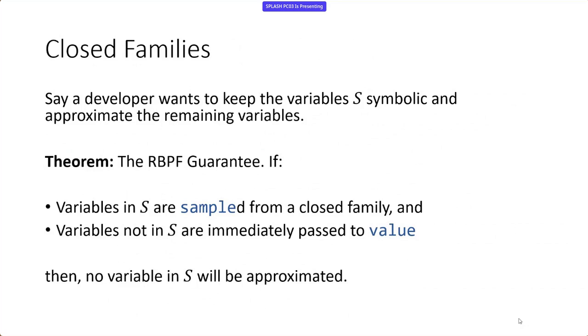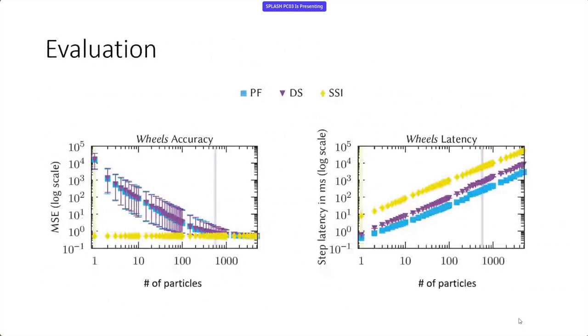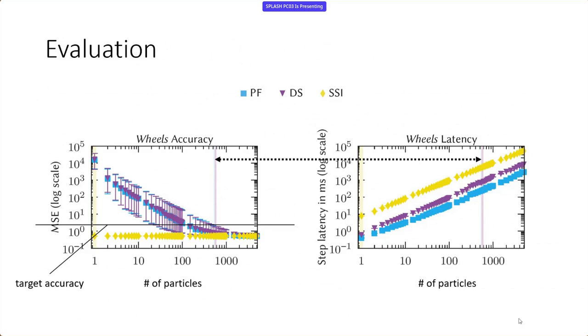All right, so this tells us circumstances under which developers can ensure that they don't need random sampling, and our evaluation shows why this is significant. In these two graphs, we're increasing the number of particles, and you can see that the approximation error is going down, but the runtime, the time to execute, is going up. To figure out how good these algorithms are, we can take a target level of accuracy that we want to achieve. It's hard to see, but the particle filter is in blue, and we can see that in order to achieve that target accuracy, it needs a relatively large number of particles and takes a relatively long time to execute.